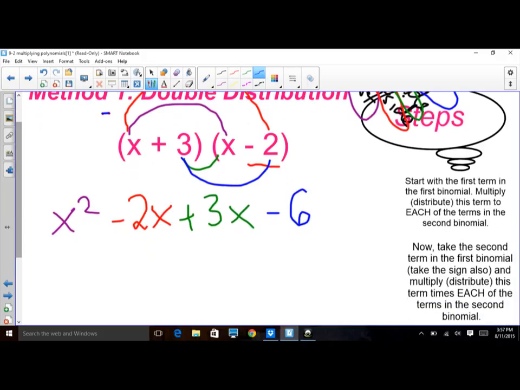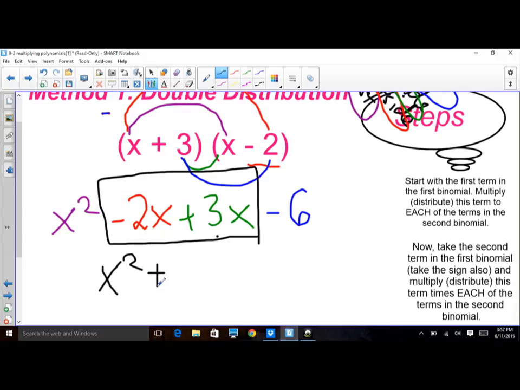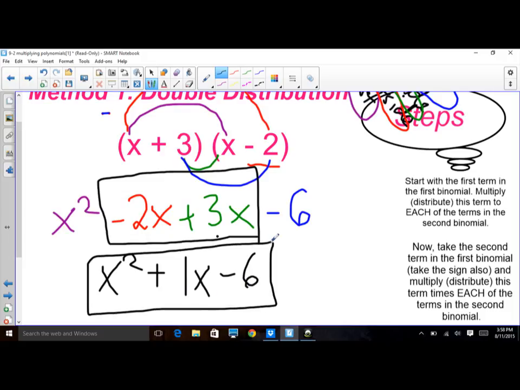However, you might notice here that we do have like terms, and this typically does happen with the two middle terms, the x terms. They will combine and simplify a little nicer. So here in this case, negative 2x plus 3x is actually positive 1x. You could have the 1 in there. x squared doesn't simplify any further. Plus 1x minus 6, and that's our polynomial that we get as a product. From there, you'll be able to solve if this was a proportion you were doing for a similar triangle. That's method 1. That's our double distribution, double rainbow, or FOIL method, however you want to call it.